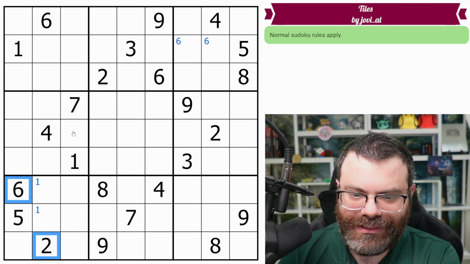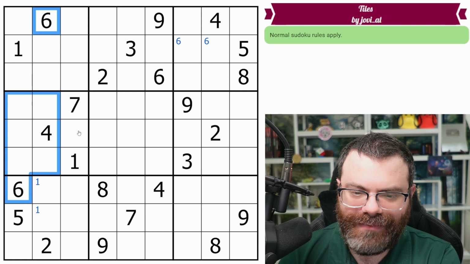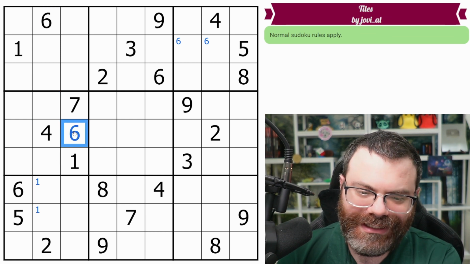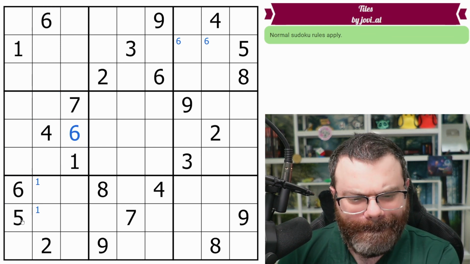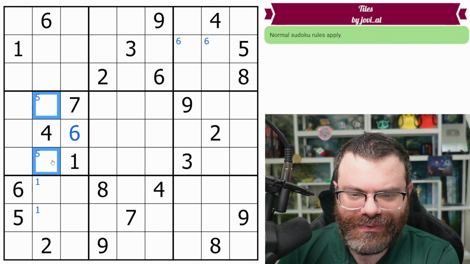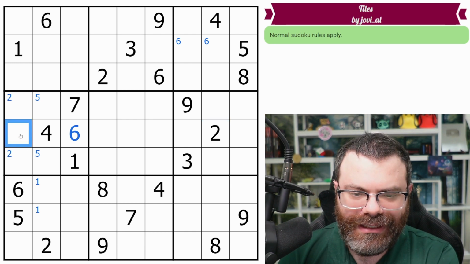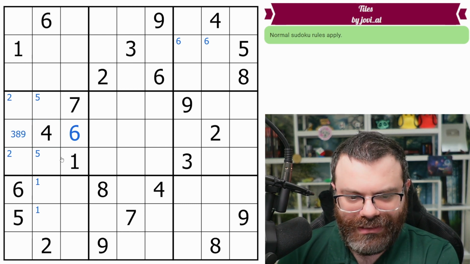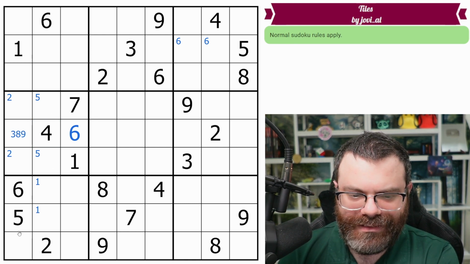2 and 6 might be... Oh, okay, so the 6s look in, and that places the 6. I was right. 6s are interesting. 5 looks up, putting a 5 in one of these two. 2 looks up, putting a 2 in one of these two. Oops, not that, because 2 is there. This can't be 2 or 5, so it's not 1, 2. It could be 3. It's not 4, 5, 6, 7. It could be 8, 9. Okay. Anything else here? 5, 6, 1.